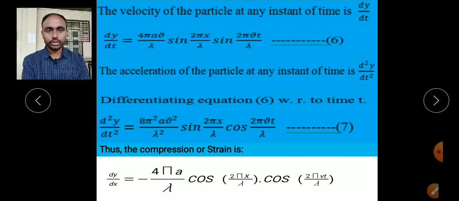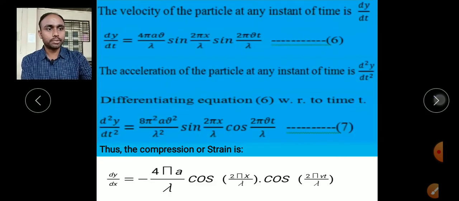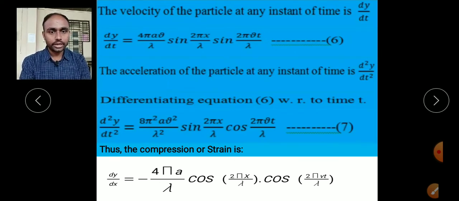And lastly, what we have to find is the strain or compression, which is dy by dx. So, simply differentiate equation number 4, that is y, with respect to x to find the compression or strain, right. Okay, because finally we are taking the help of this compression term only to decide whether it is a node or antinode. So, let us find dy by dx, that is our strain.